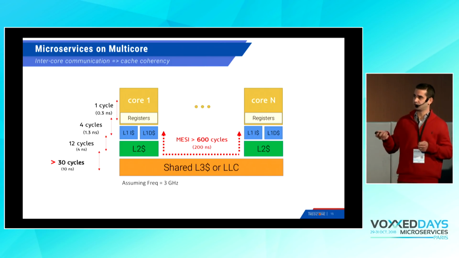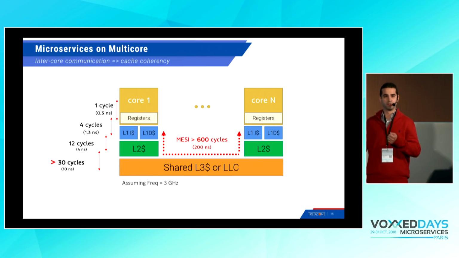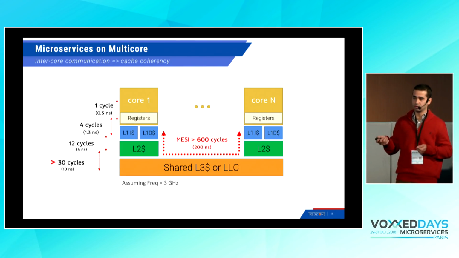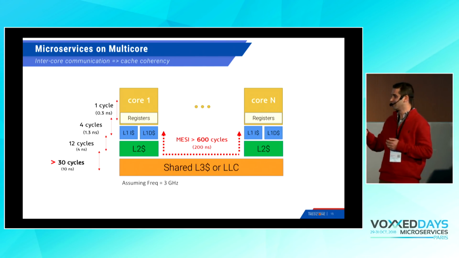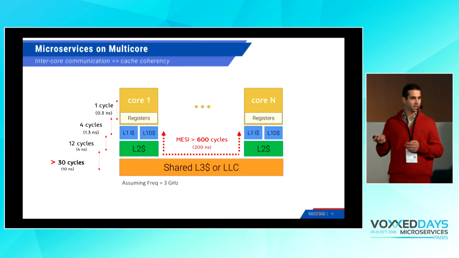If the data is not there, we go to the L1 cache. It will take around 4 cycles. If we have a cache miss, we go to the L2 cache. It will take around 12 cycles. And then if the data is not in the private cache, we go to what we call the turbulence zone, or the shared memory, and it takes at least 30 cycles to access data.